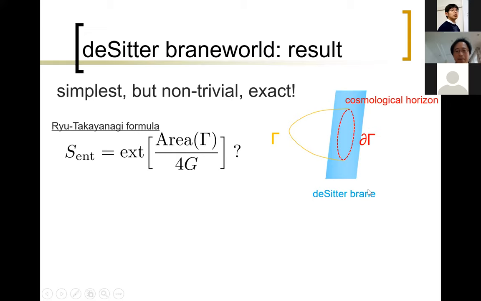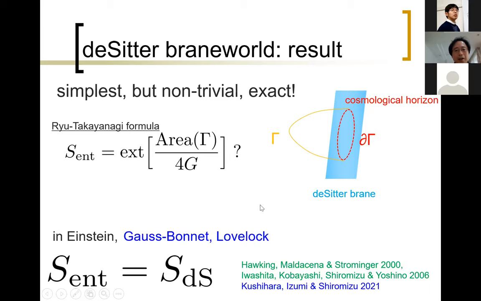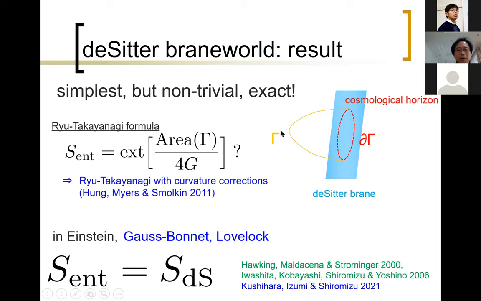Then in Einstein gravity, if the bulk space-time follows the Einstein equation, we can show the holographic entanglement entropy coincides with the de Sitter entropy. This has been done by these people, including me. I'm interested in these kinds of theories, which have higher curvature terms. We could show this one, but the formula is slightly improved. Indeed, we have to add the curvature correction.